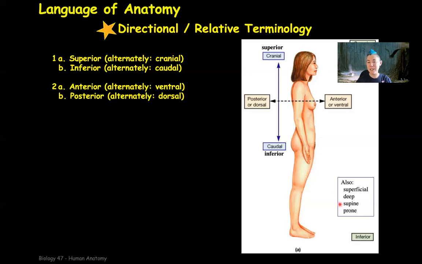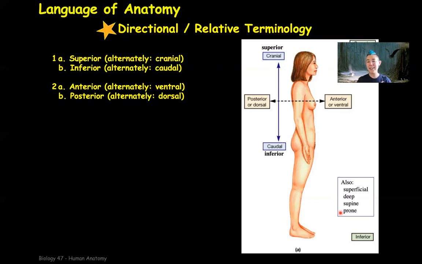Somebody is said to be supine if they are lying on their back, and they're said to be prone if they're lying on their stomach. So we'll see some cadavers in lab that are supine. That allows us to look at their anterior aspect, to look at their abdominal organs. We'll see some cadavers that are prone, that are lying face down, and that lets us get a look at the posterior musculature.